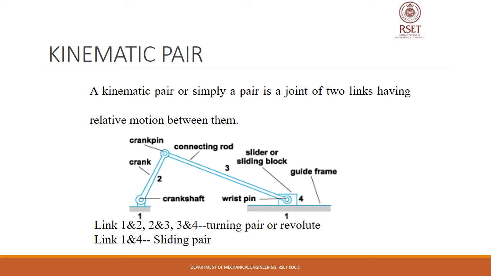Between link 1 and 4, that is the fixed frame and the piston, there is a sliding motion. Both of them have a relative motion, and the motion is a sliding motion. That is why it is called a sliding pair. So similarly, different kinematic pairs are connected to each other to form a mechanism.